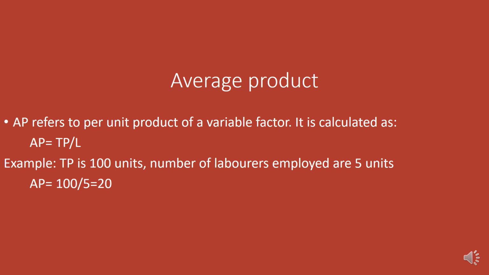So 5 units of labor, total production is 100 units. So now in order to see what is the contribution of each labor, we calculate AP. So 100 units, that is total product, divided by 5 units of labor. So here the contribution of each laborer is 20 units.